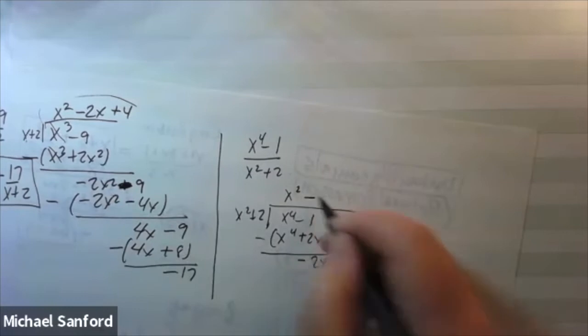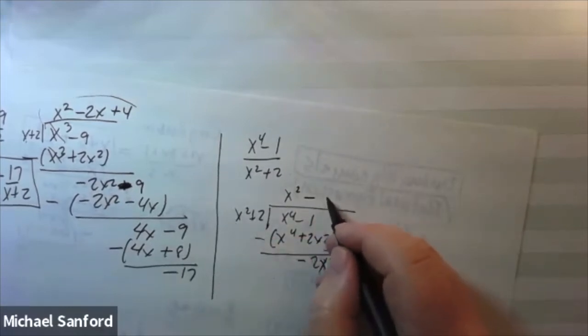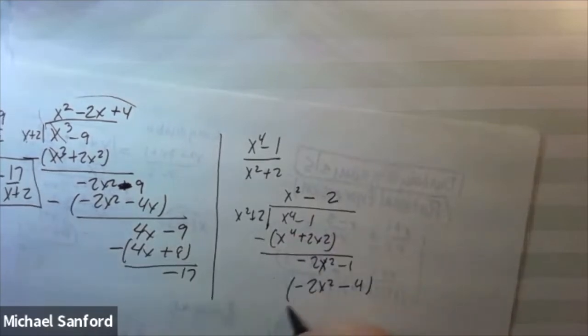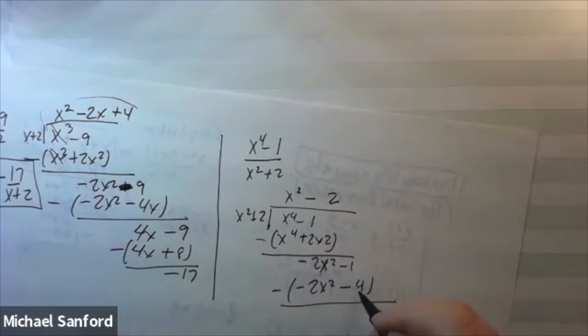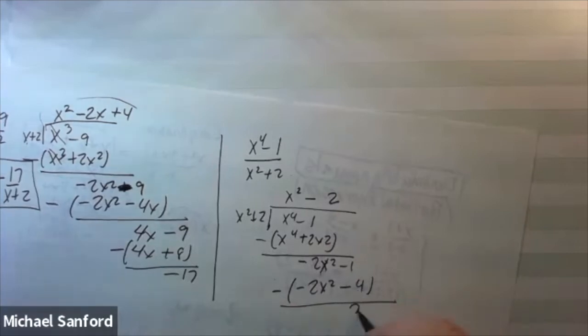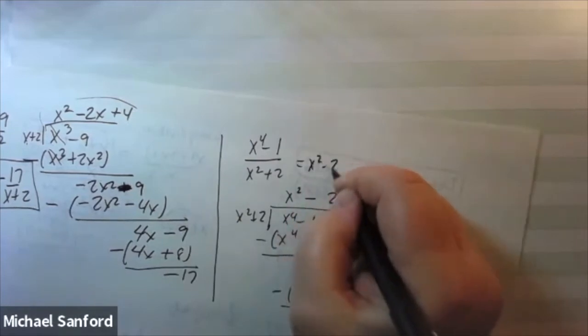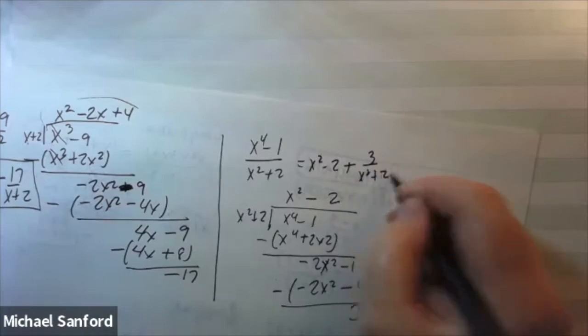Now I multiply this by, because I want that to equal that, so multiply by a -2. That gives me -2x squared minus 4. Those subtract off, and this gives me 1 minus -4, which is +4. So that's a 3. So this thing is x squared minus 2x plus 3 over x squared plus 2.